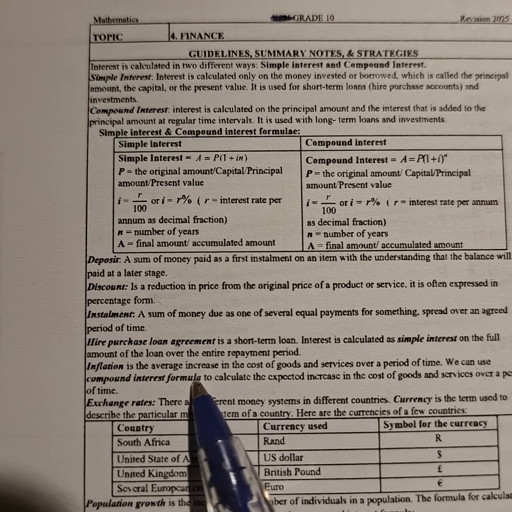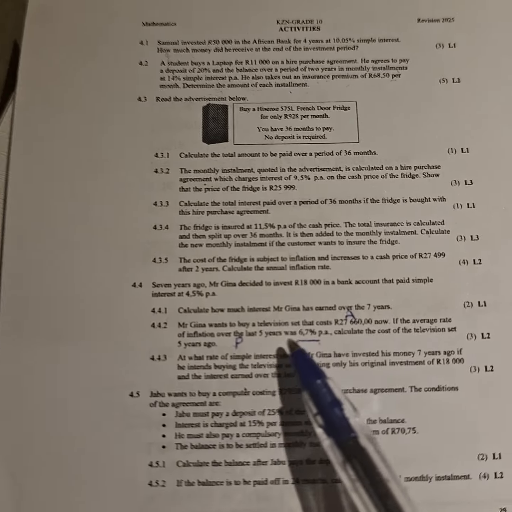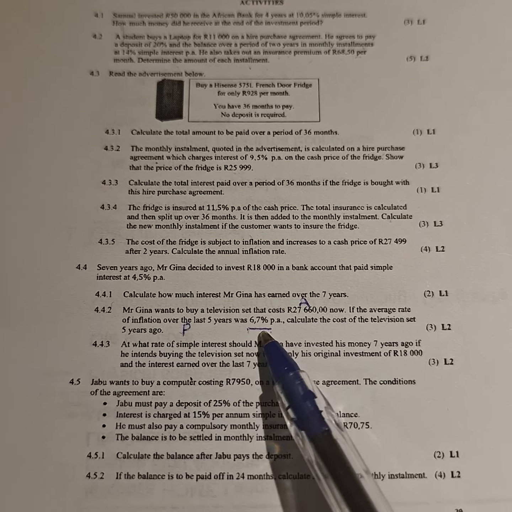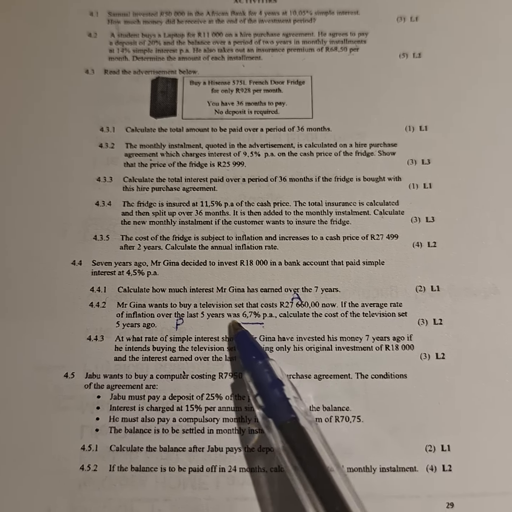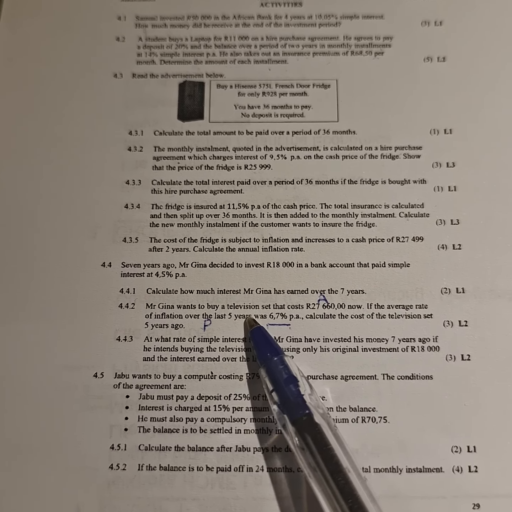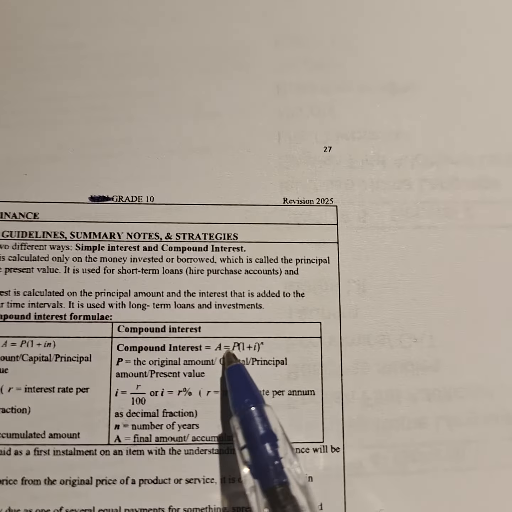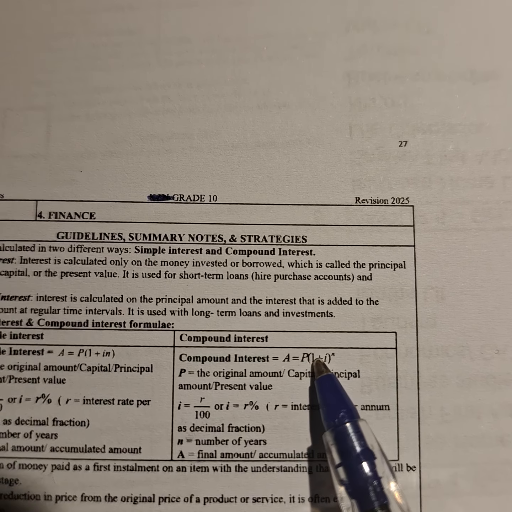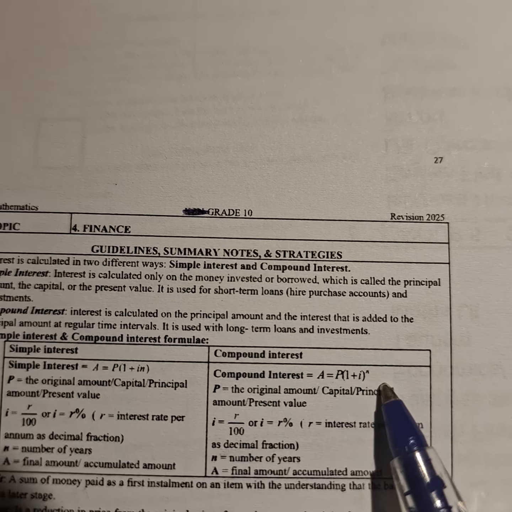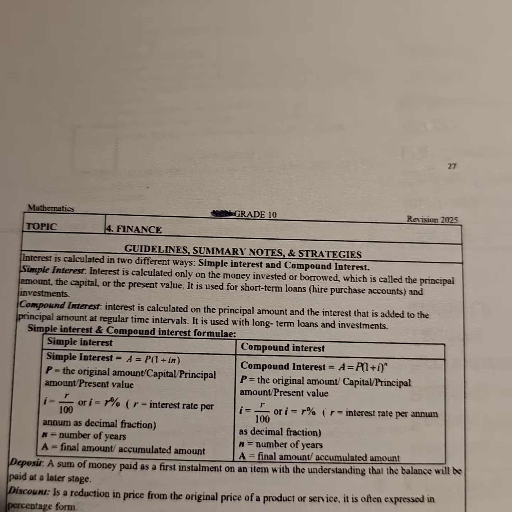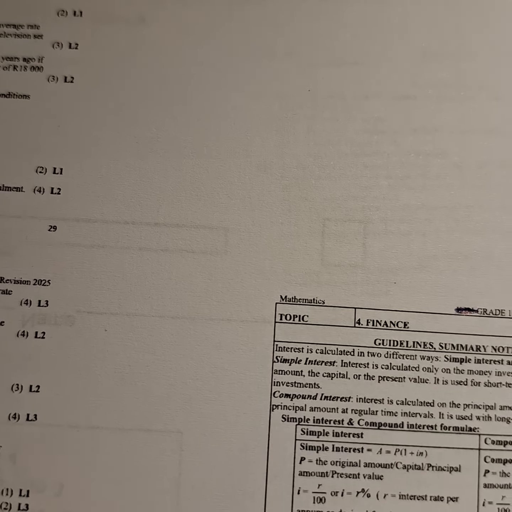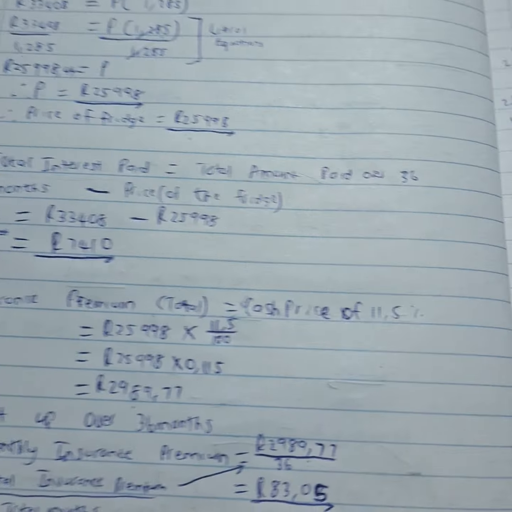We can use the compound interest formula. So this also gives us an idea as to which formula we are supposed to use. We are not going to use the simple interest formula. We're going to use the compound interest formula, which is this one: A is equal to P into (1 plus i) to the power n, not this one. So very important identification of the correct formula as per the scenario.